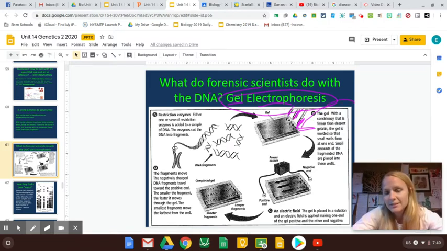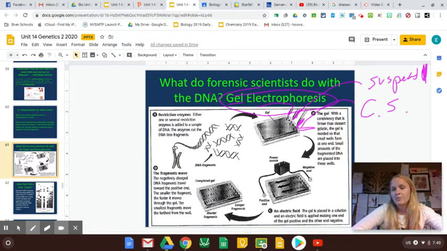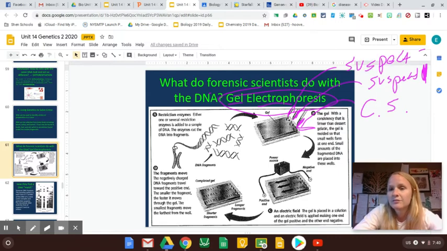So maybe this is the DNA from the crime scene, and maybe this is the DNA from suspect one. Or if we're trying to identify a dead body in the Hudson, we think it was this missing girl and we have her hairbrush, so we have her DNA. And maybe this is the DNA of suspect 2. Okay, and then what do we do to it?